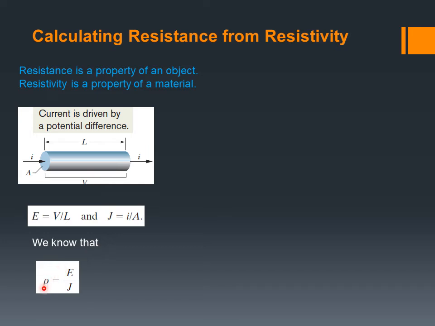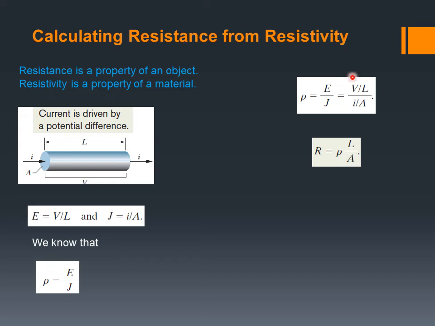We also know that resistivity is equal to E over J, electric field over current density, and rho is the resistivity. So in this equation, just substitute the values of E and J. We know the value of E from here, the value of J from here. Just substitute these two values in E over J. So this will become V over L divided by I over A. Now this term V over I is basically resistance. So you can substitute V over I with R and rearrange these equations. You will get R is equal to rho L over A.